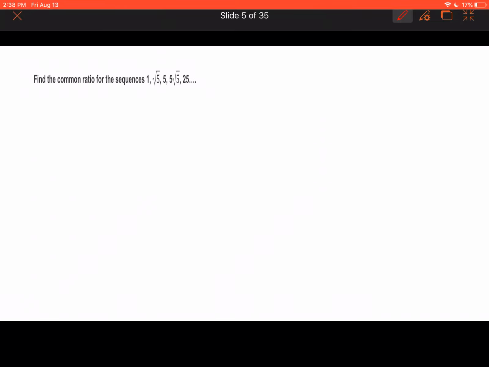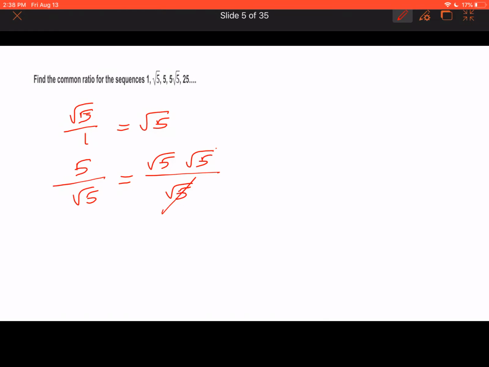Next, find the common ratio for the same thing, right? They have given the sequence. So second term by first term is equal to root 5. Third term by second term. This 5 can be also written like this, right? So when we cut that, we found the value to be root 5. So the R's value is root 5 for this term.